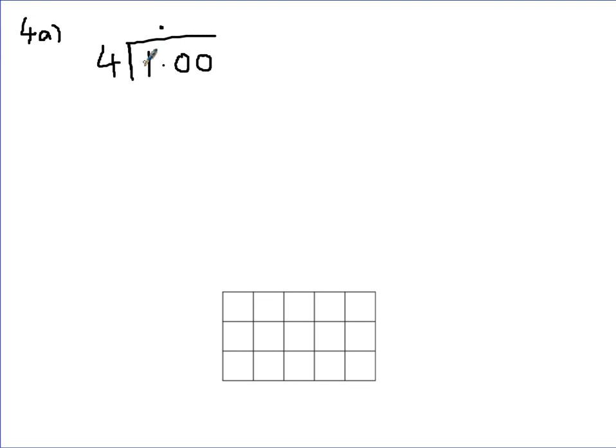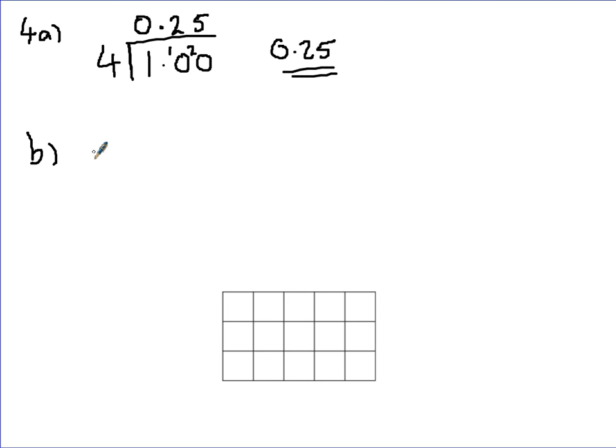How many 4s go into 1? No 4s go in. You still got your 1 left over though. How many 4s into 10? 2 4s go in, leaving you with 2. And how many 4s go into 20? That's 5 4s. So your answer there is 0.25. Again, you can just quote that straight off if you know it.